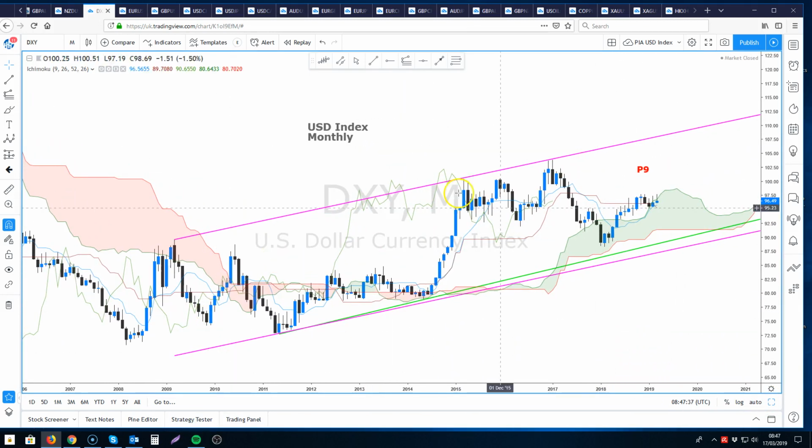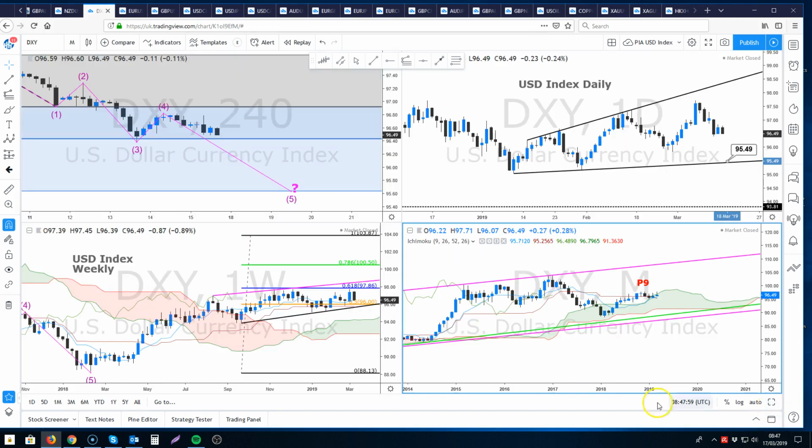Here we can see a bullish channel formation. The monthly chart highlights rallies being rejected just outside this Ichimoku cloud. The most important thing in this time frame is this P9, perfected 9, DeMark indicator, which often indicates the end of a trend or at least a correction to the downside. So that's giving us a bearish bias.